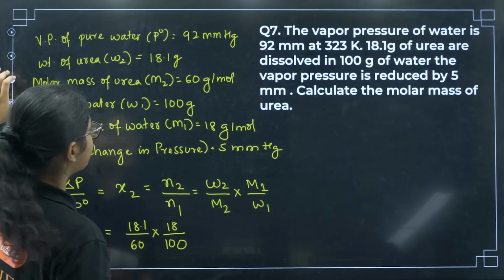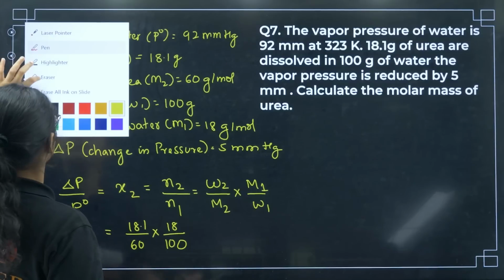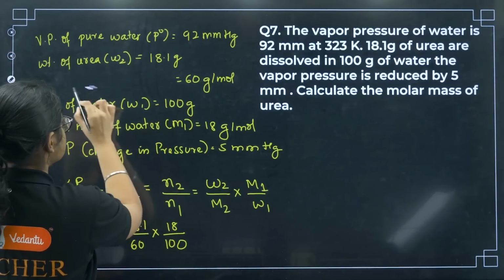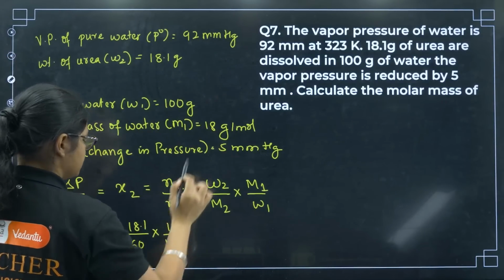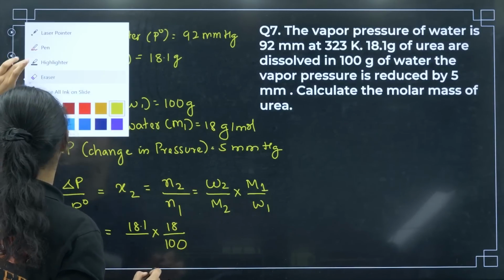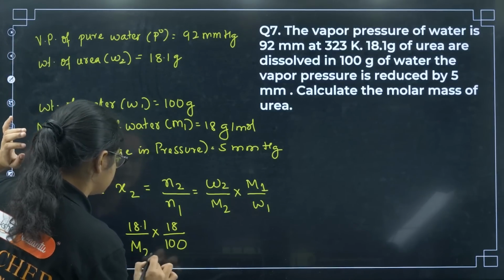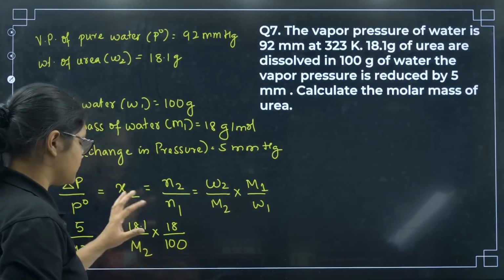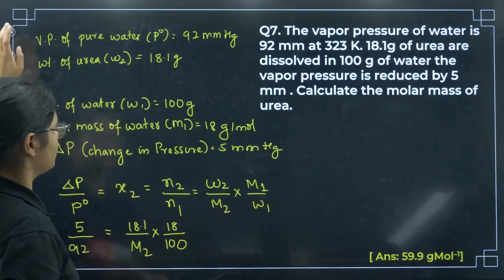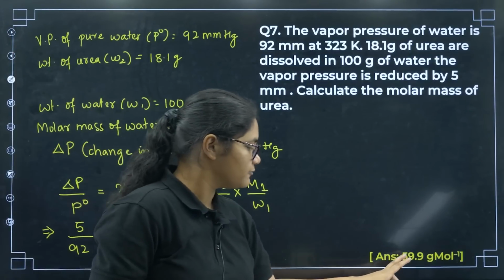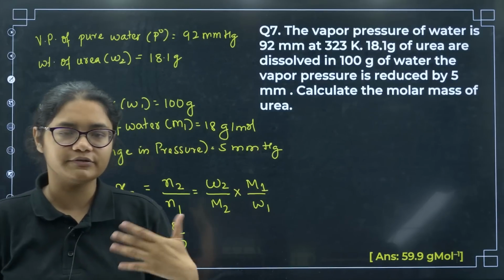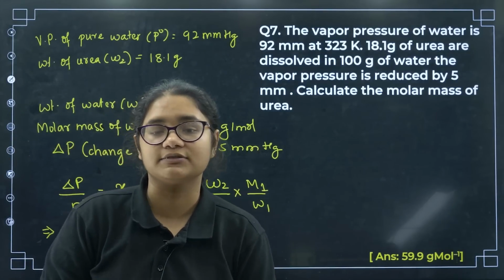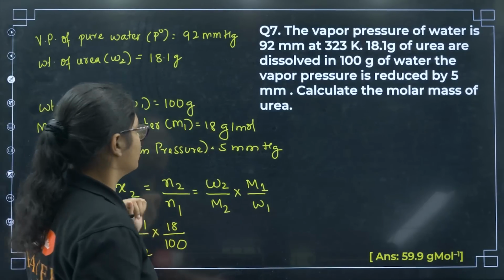Okay, M2 we have to find out. We cannot substitute that this one is 60 gram, because that is what we have to calculate actually, okay. So we know, no doubt, that the molar mass of urea is 60, but you should do the calculation and show that value. So if you solve this, you will be getting 59.9 gram per mole, which approximately says that the molar mass of the urea is 60 gram per mole, okay.